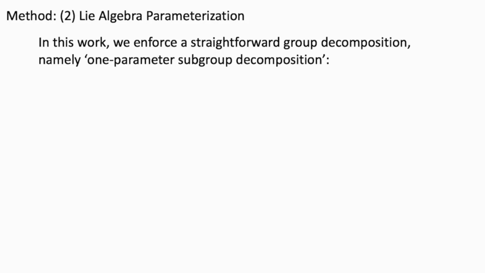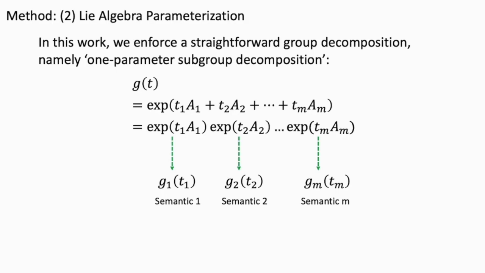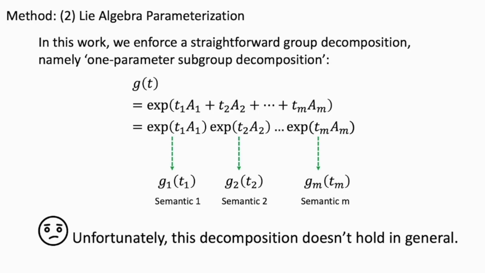To achieve the subgroup decomposition we mentioned earlier using the Lie algebra parameterization, in this work, we would like to enforce a straightforward decomposition, namely one parameter subgroup decomposition. In this case, each subgroup is parameterized by a single basis component, Ai, and a single coordinate Ti, representing a single semantic data variation. However, this ideal decomposition doesn't hold in general. We need extra techniques to achieve this.